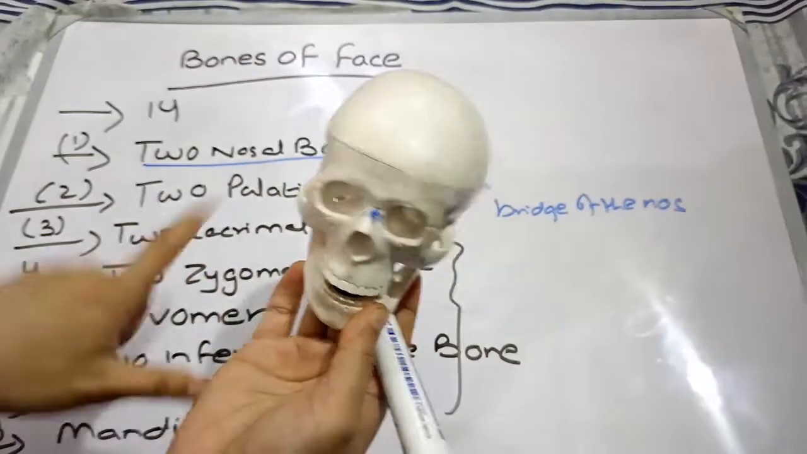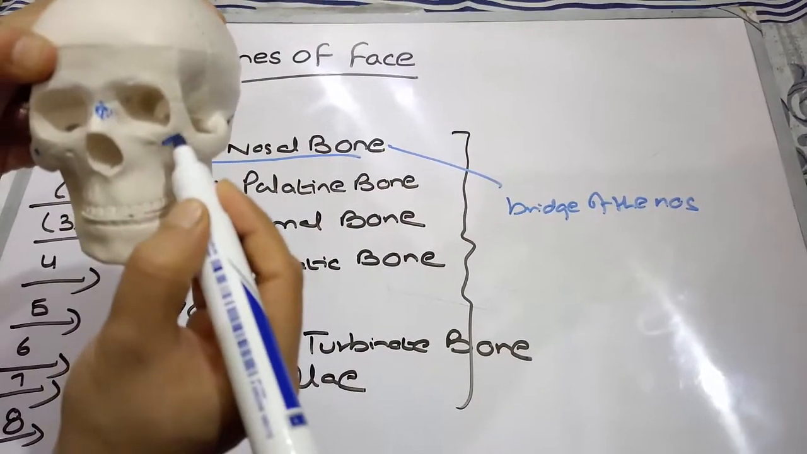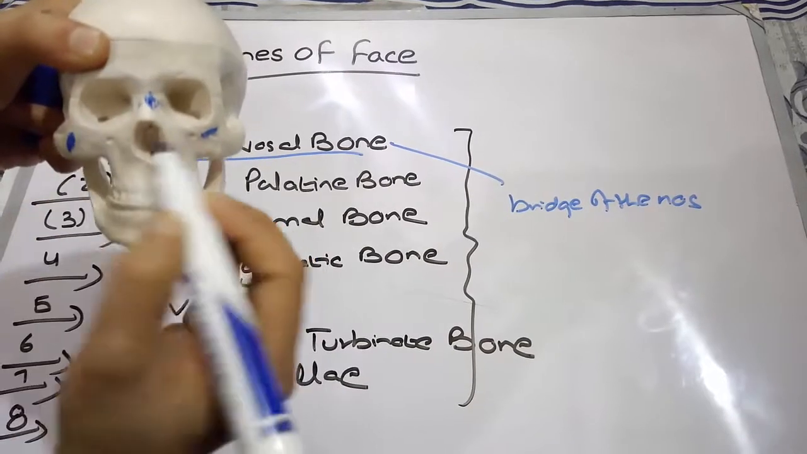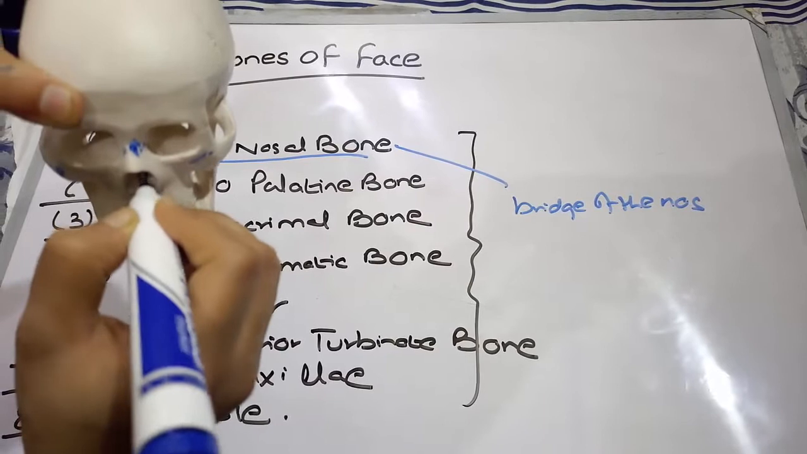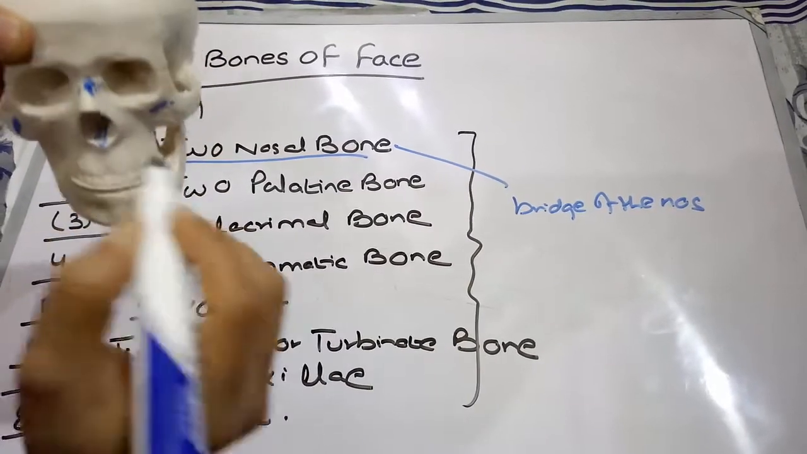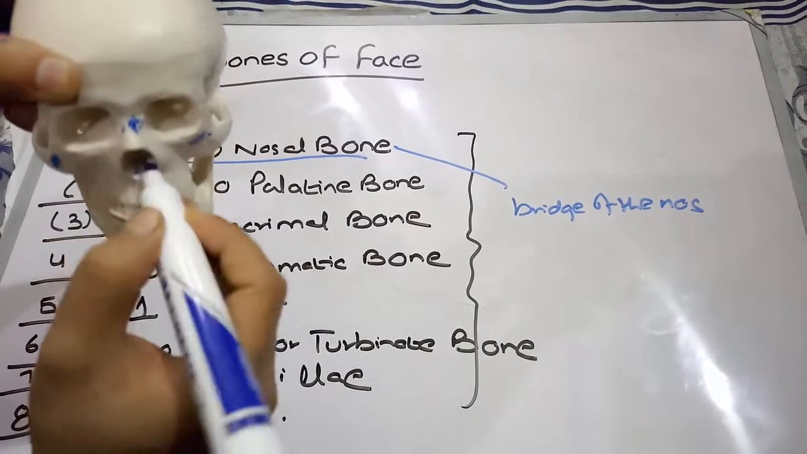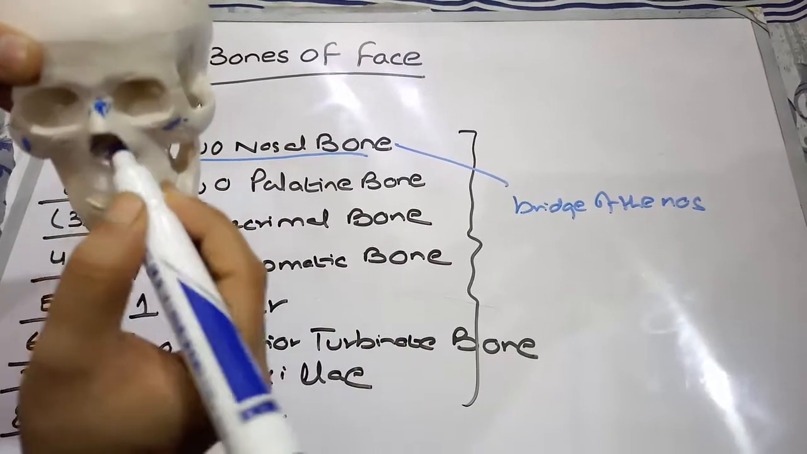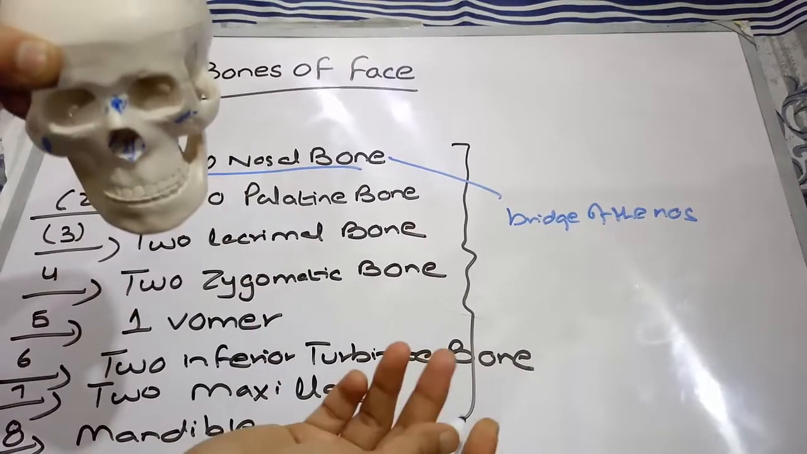Then we have two zygomatic bones. These two zygomatic bones are also known as cheekbones. Then we have one vomer. This straight line bone is known as the vomer. Then we have two inferior turbinates, on the lateral wall of the nose. You can see these two inferior turbinate bones.